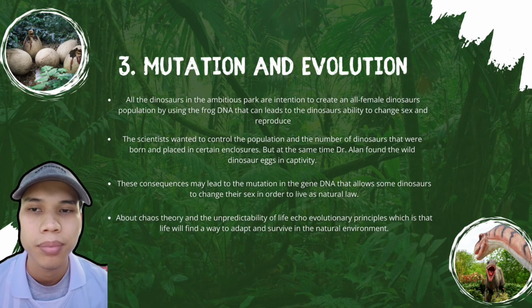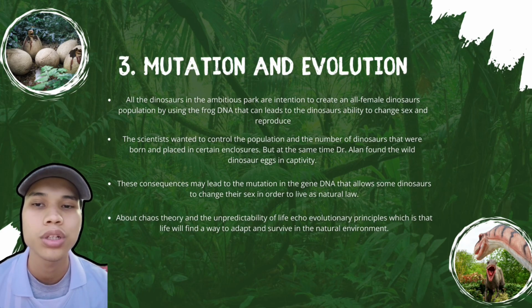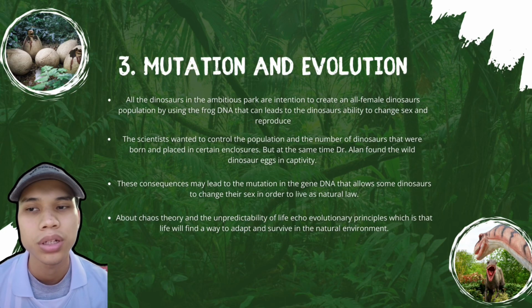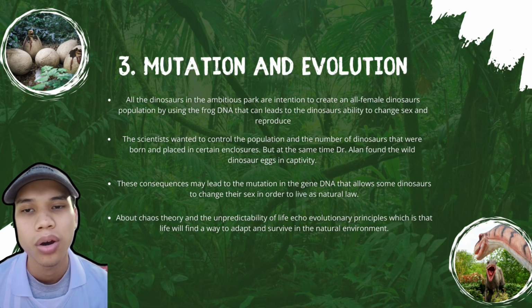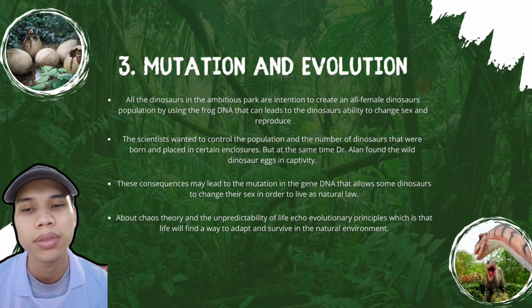These consequences may lead to mutation in the gene DNA that allows some dinosaurs to change their sex in order to live as a natural law. Dr. Ian Malcolm has told us about chaos theory and the unpredictability of the evolutionary principle of life, which is that life will find a way to adapt and survive in the natural environment.